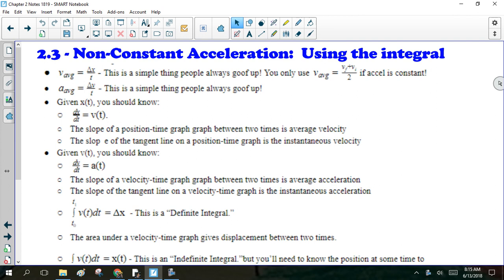We're going to talk a little bit more about non-constant acceleration today, and specifically we're going to focus on how to use the integral. If you watched video 2.2 and a half, which was about how to take an integral, there was a lot going on in that video. I'm hoping this video will help tie the pieces together and clarify things. There are a lot of F's in that video that made it a little bit confusing. I'm thinking this might be a little bit more intuitive.